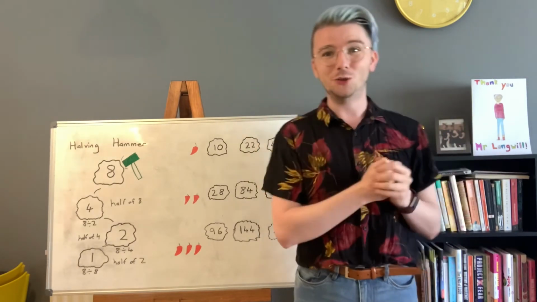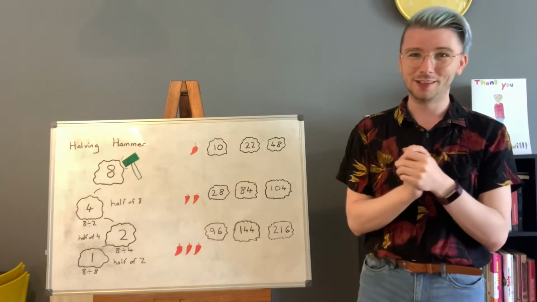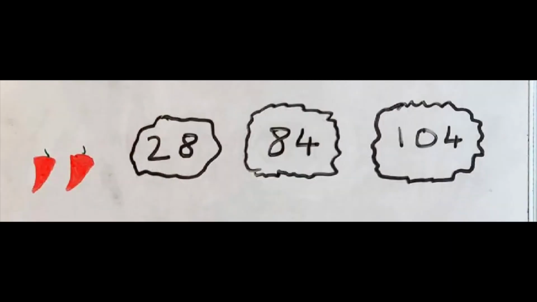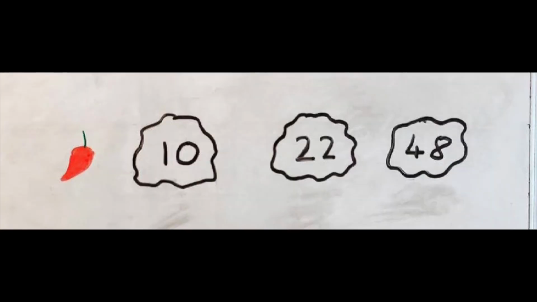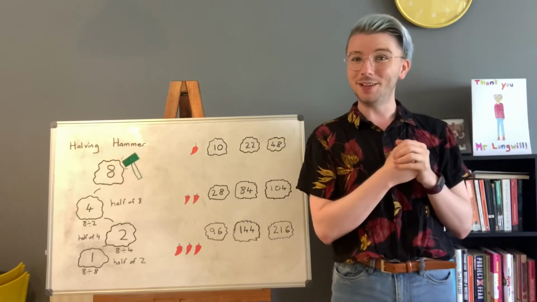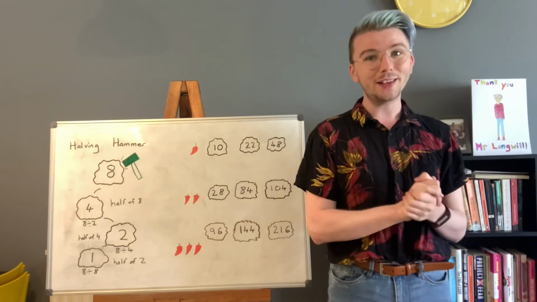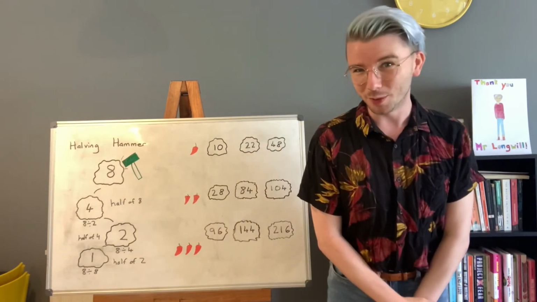So, using this logic, I want you to do the following. In our mild problem, I want you to use the halving hammer once on each of these numbers. In our medium problem, I want you to use the halving hammer once and twice on each of these numbers. And in our hot problem, I want you to use the halving hammer once, twice, and 3 times on each of these numbers. And that's it. I will leave a close-up version of the problem so you can pause and work at your own pace, but I will see you in a moment for the solutions.